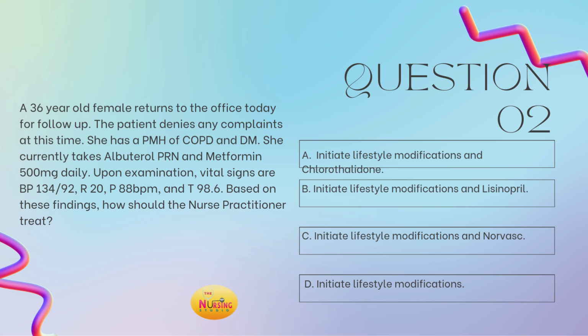Upon examination, vital signs are blood pressure 134 over 92, respirations are 20, the pulse is 88 beats per minute, and the temperature is 98.6 degrees. Based on these findings, how should the nurse practitioner treat? Is it A, initiate lifestyle modifications and chlorothalidone? B, initiate lifestyle modifications and lisinopril? C, initiate lifestyle modifications and Norvasc? Or D, initiate lifestyle modifications?